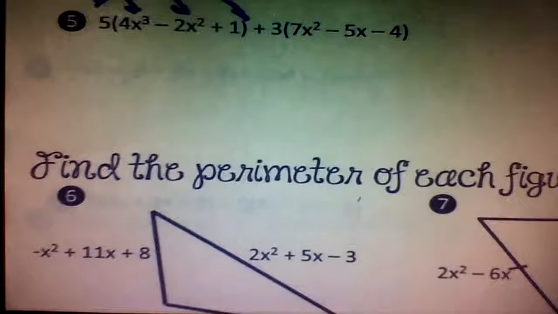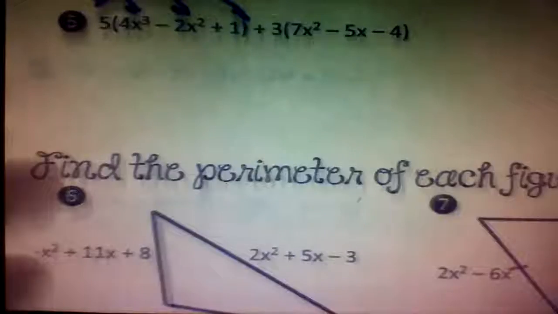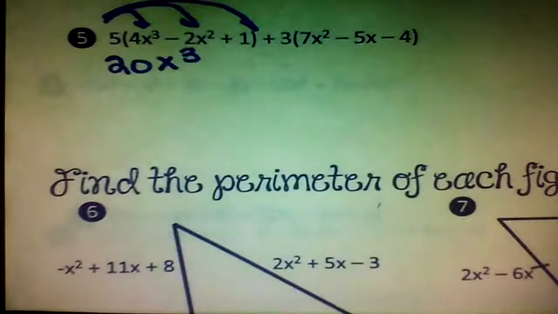Okay, so when I distribute that 5, I end up with 20x cubed. Plus 11x squared. Negative 10x squared. So minus 10x squared.